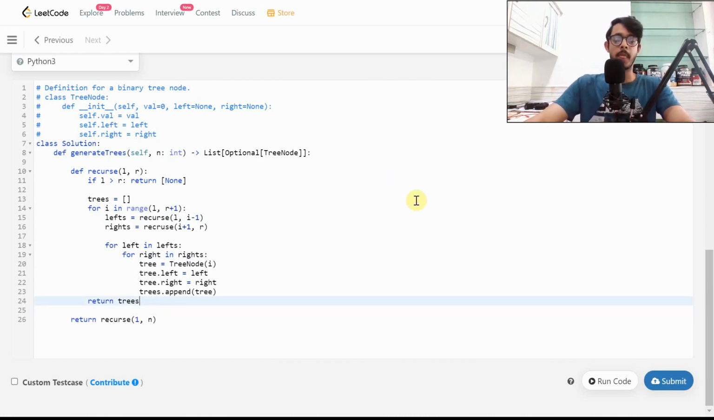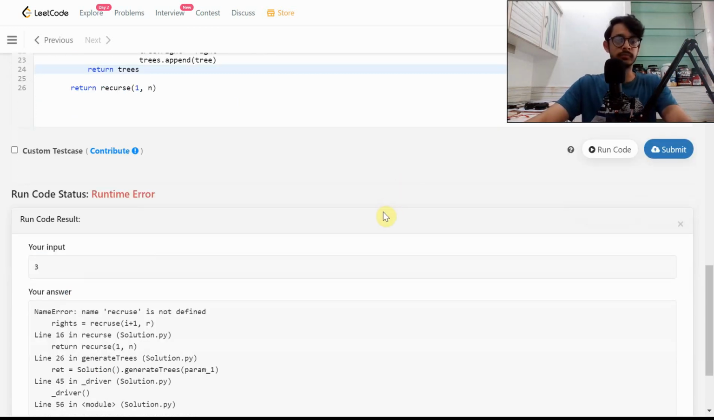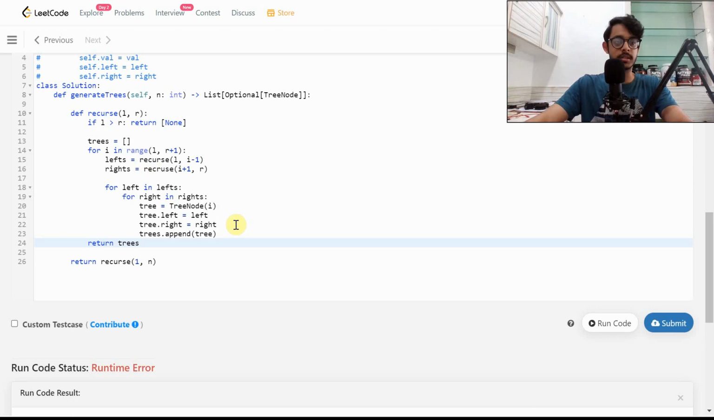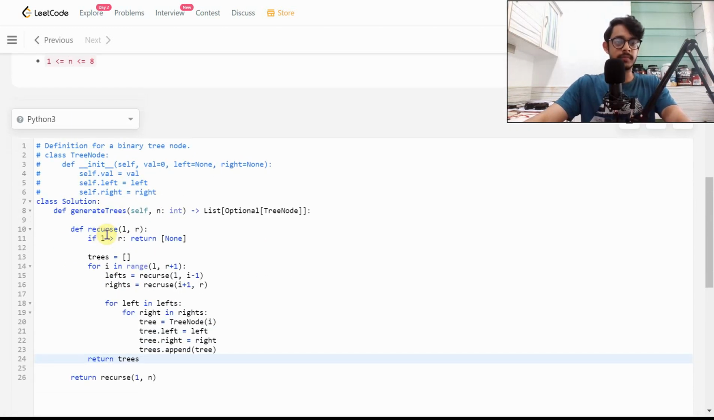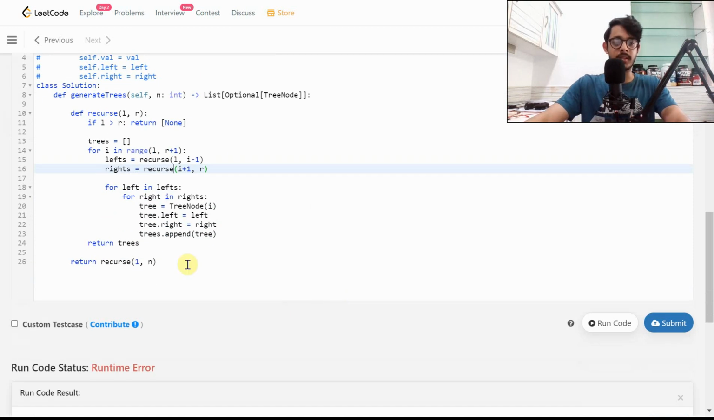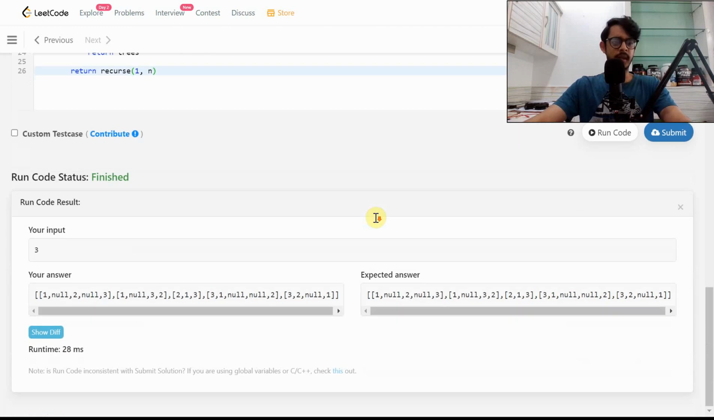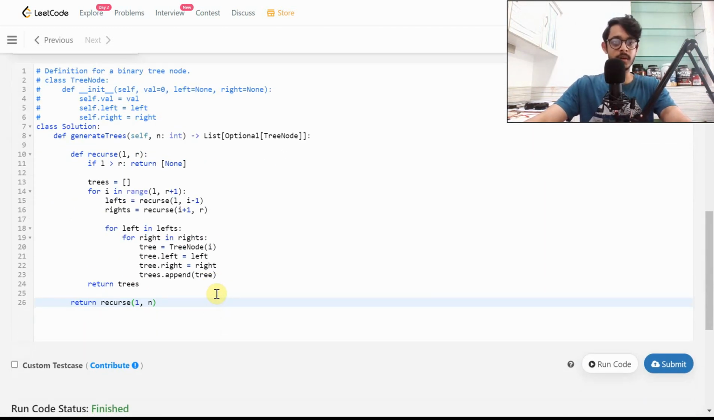Trees. Okay. Let's do a quick sanity check. Sorry. Recurse is not defined. So we'll just fix that, and I think this should fix it. Okay, spelling error, so that's fine. No difference in the outputs, that sounds good.